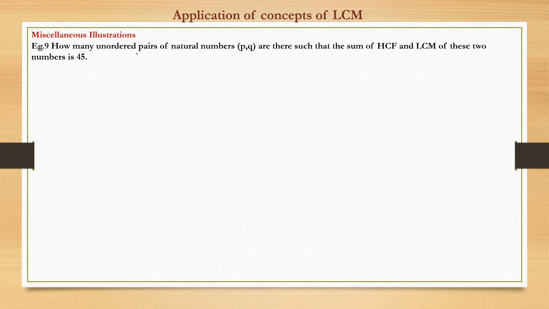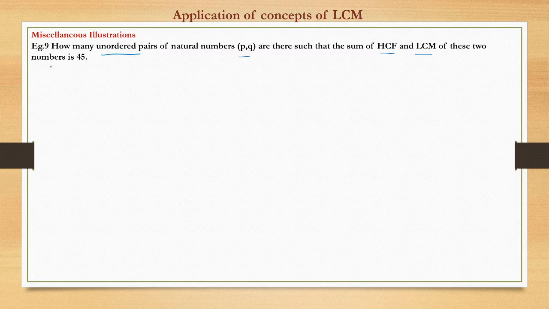Now, the question is, how many unordered pairs of natural numbers p and q are there such that the sum of HCF and LCM of these two numbers is 45? This is also an important question. See, the question is that there are unordered pairs, so we should not be concerned about, say, 1 comma 45 or 45 comma 1. It's one and the same.